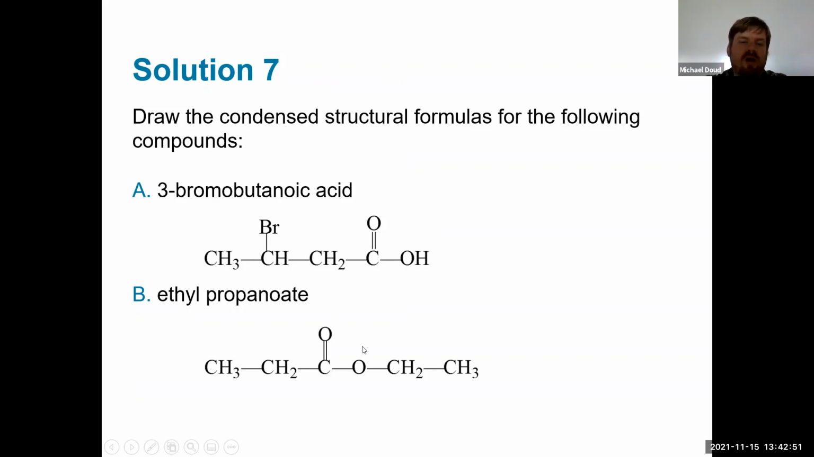Now, how about ethyl propanoate? Well, propanoate is the carboxylic acid half, right? So that's 1, 2, 3 carbons with a carbonyl and an oxygen bonded to it. Then ethyl tells you that you have a 2-carbon chain off of that oxygen that's bonded to the carbonyl. So CH3, CH2, C. Now this is double bonded to an oxygen, single bonded to another. That oxygen is then single bonded to an ethyl chain.